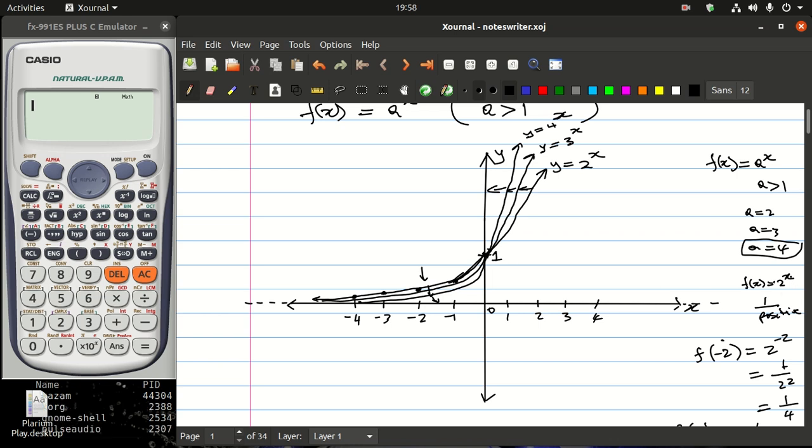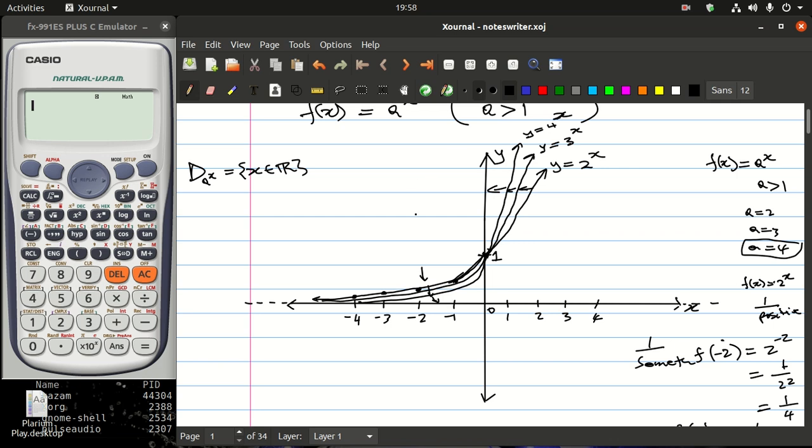because I can plug in a negative value here. I will get 1 over something, which is positive. And also, if I take a 0 here, I will get a 1. If I take a positive value, I get a very big number. So I can plug in any value here. So the domain of the exponential function, where a is greater than 1, x is an element of the real numbers.